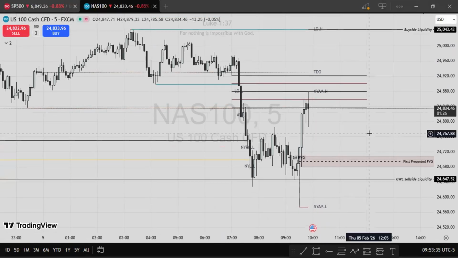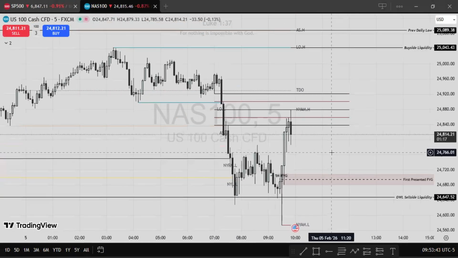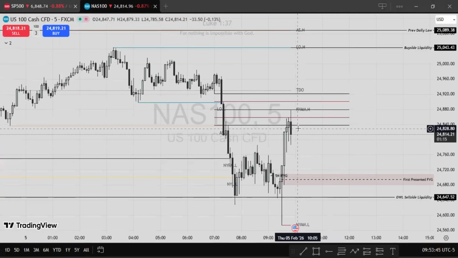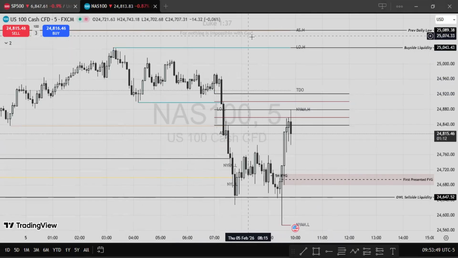Let's just let it play out. We have news in 7 minutes. We're going to wait for that too before we take any trades. But the true open and these London highs are looking nice.